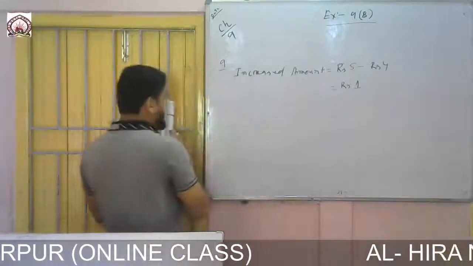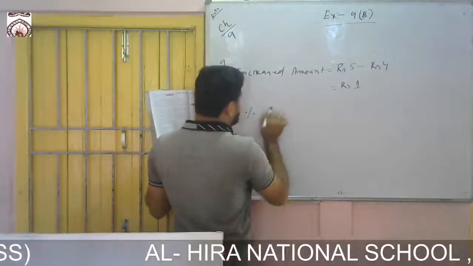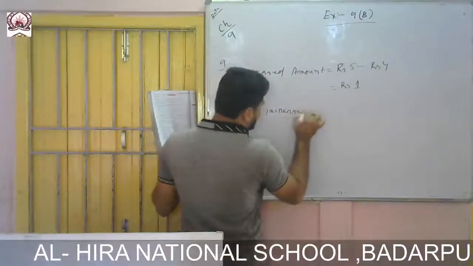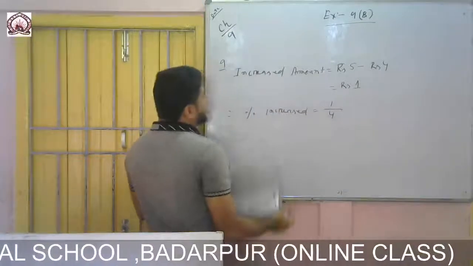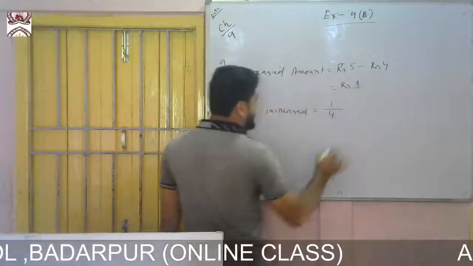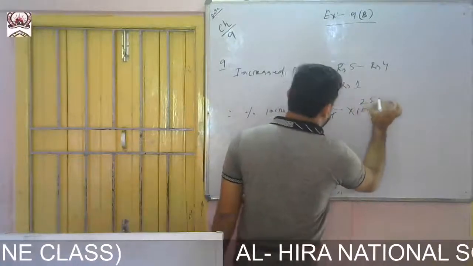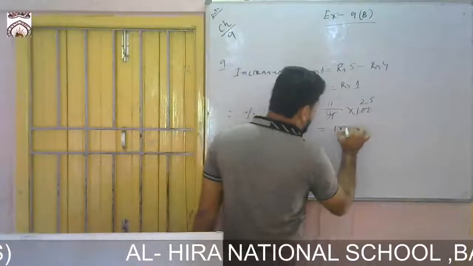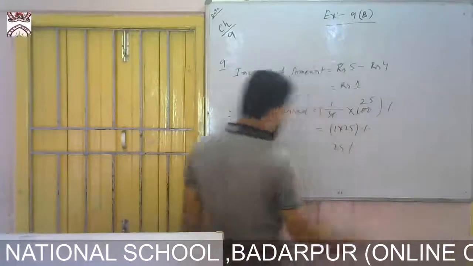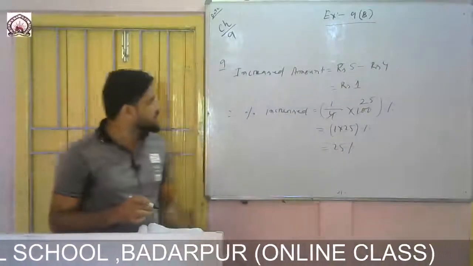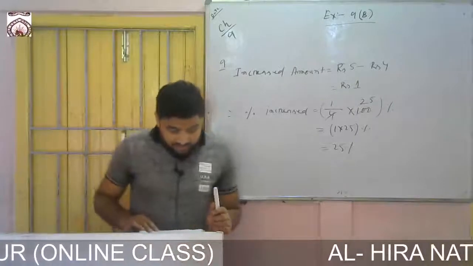Therefore, what is the percentage increase? The percentage increase will be 1 by the original amount, which is 4, into 100. 4 25s are 100, so 1 into 25 equals 25%. Now come to question number 10.